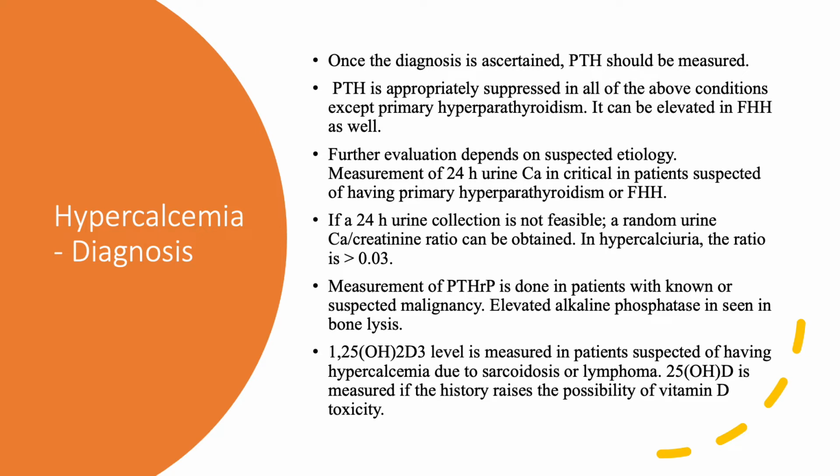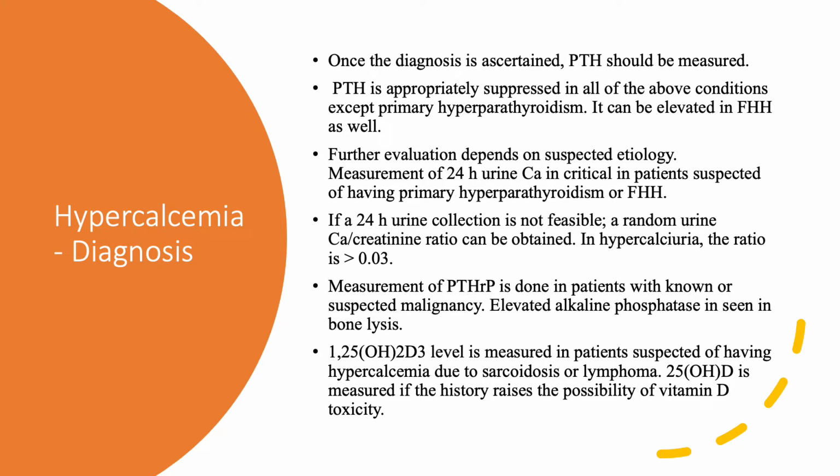If you are suspecting a malignancy, measure PTH-related peptide. This is an expensive test and it's going to take several days before it comes back. So do not delay treatment until you get the results. Elevated alkaline phosphatase suggests bone lysis. Now, if you are suspecting that the hypercalcemia is due to elevated calcitriol level, like sarcoidosis and lymphoma, by the way, this is not very common, then measure 1,25-dihydroxy-D.